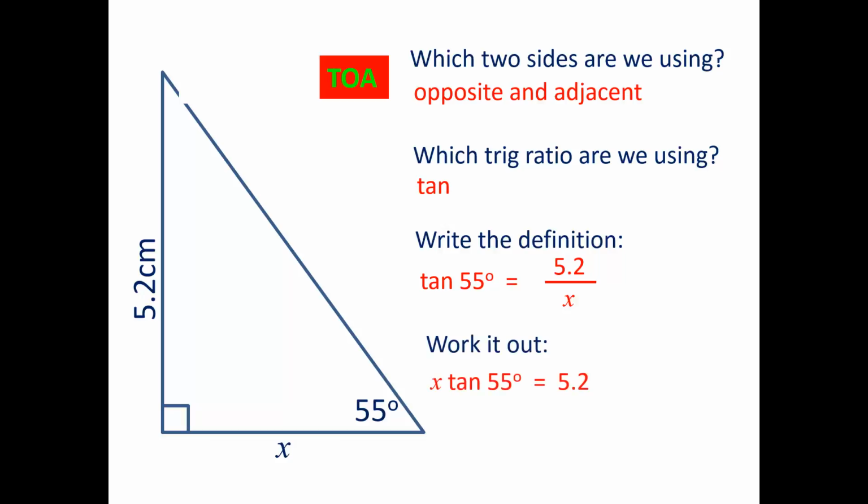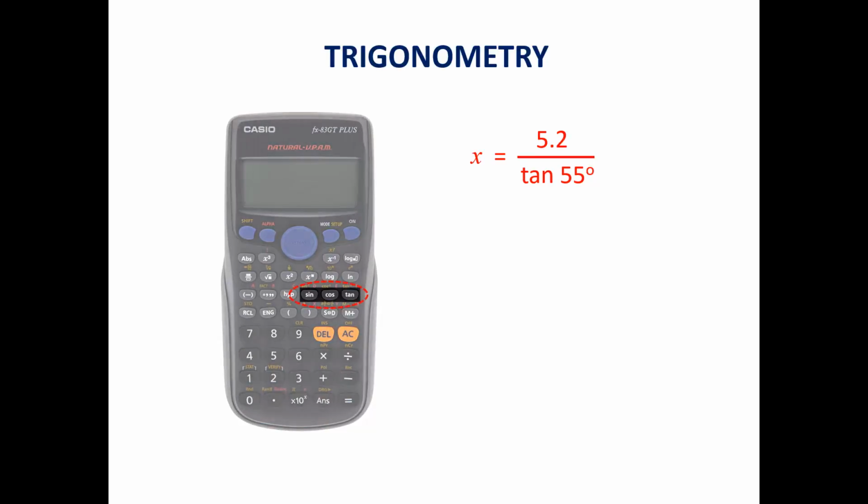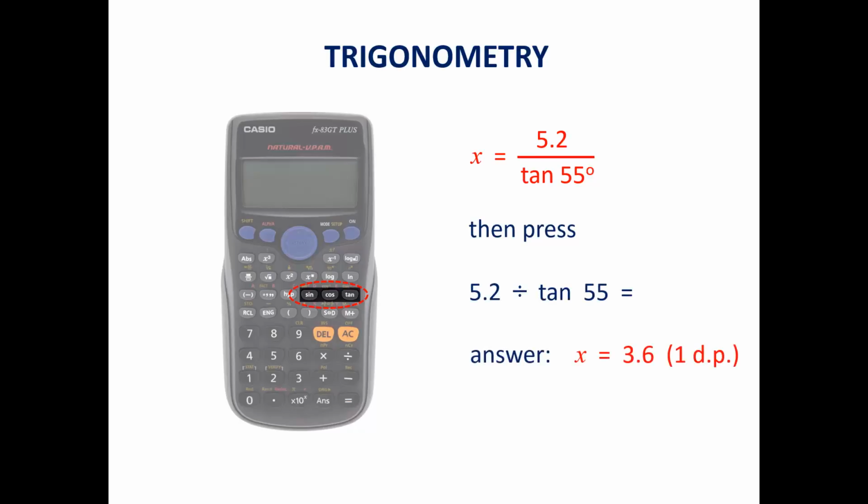x tan 55 is 5.2, x is 5.2 divided by tan 55, and if we do that on a calculator, 3.6. So it's not too bad, just one extra step compared to the type 1s we did in the last video. So let's just make sure we're happy with that on the calculator. Now we had x equals 5.2 divided by tan 55, so there's our sine, cos and tan buttons. All we've got to do is just press 5.2 divided by tan 55 and we get our answer. We round it to 1 dp in this case.